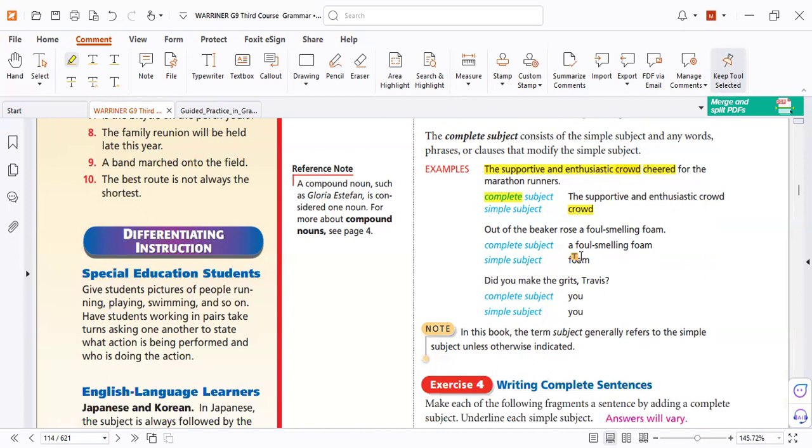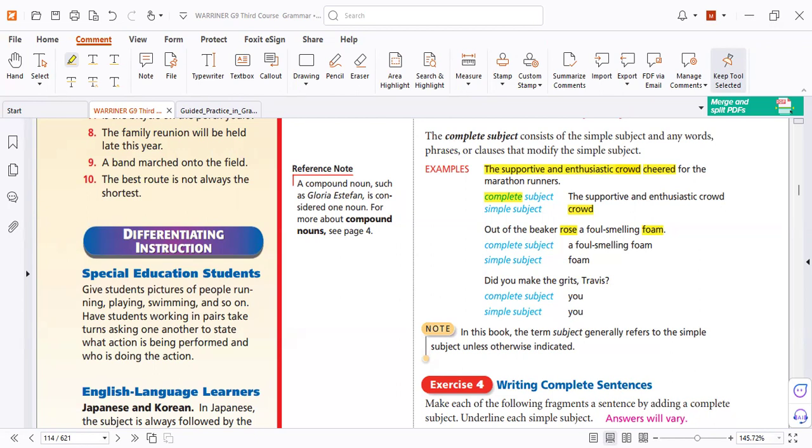Who or what rose? So, out of the beaker, rose. What rose out of the beaker? Well, yes or no? No, it's a rose. Rose is a verb, but what rose? The food. That is.